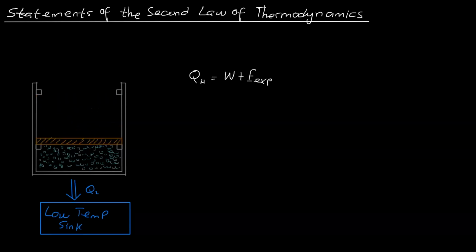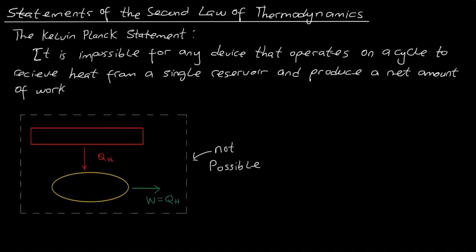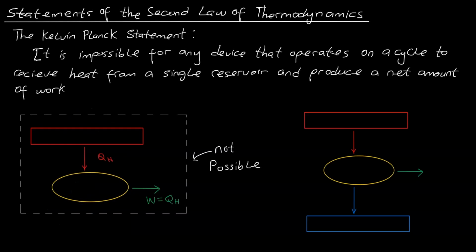We can now see that for us to have a cyclic device which converts heat to work, there must be heat rejection to a low temperature reservoir. The consequence of the Kelvin-Planck statement is that a heat engine cannot have a thermal efficiency of 100%.